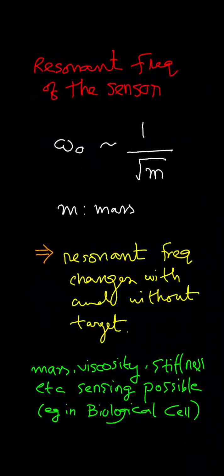Now, the frequency of this cantilever resonant sensor is inversely proportional to the square root of the mass, and so the resonant frequency will change with and without the target. And there is the sensing possibility of not only the mass but also the viscosity and stiffness in a biological cell.